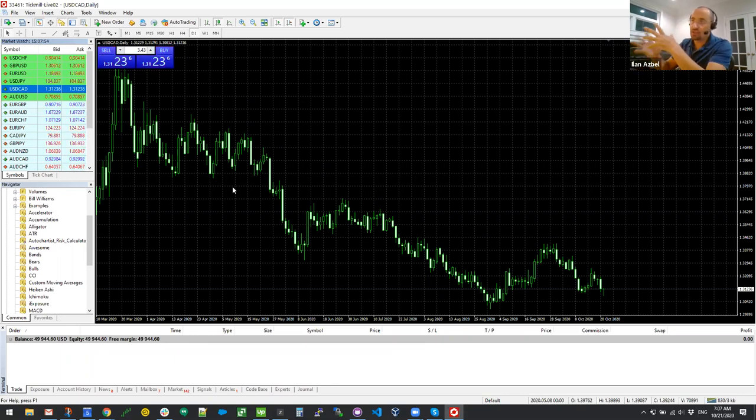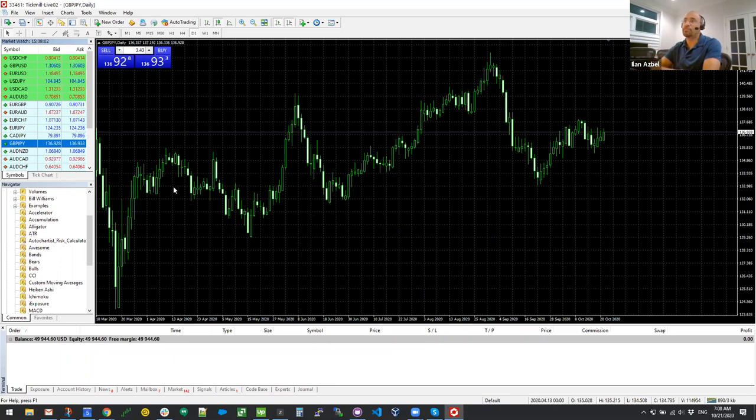I'm not going to go through the arithmetic of actually working out what a pip is worth in this presentation, but it gets a lot more complicated. If you're trading something like GBP JPY, the calculation is even more complex because you need to work out what GBP USD is, and then USD JPY is, and then you multiply the two. I'm not going to go into the arithmetic, and you get what the value of the pip is worth for GBP JPY. So it can get pretty scary.